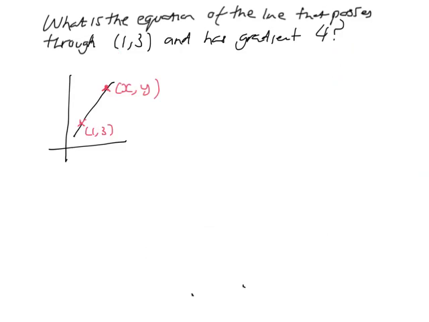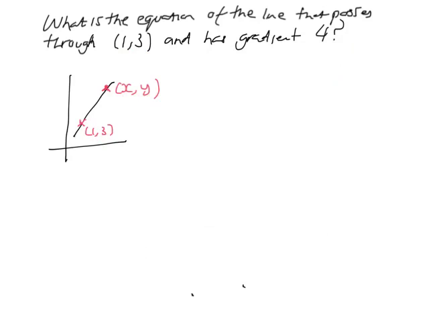Okay, if I was given a question like this, if I was asked to find the equation of a line that passes through a specific point, 1, 3, and has gradient 4, I've drawn a little sketch of this. Here's my specific point. We know it passes through 1, 3. I've also put on a general point, any x and any y.